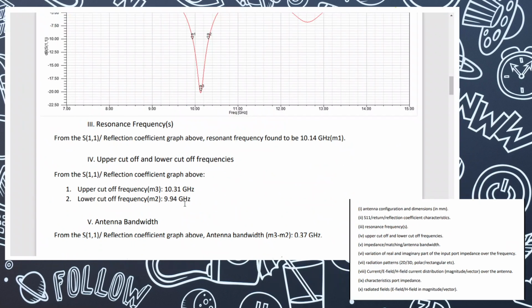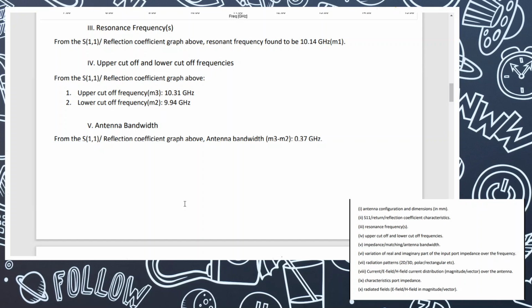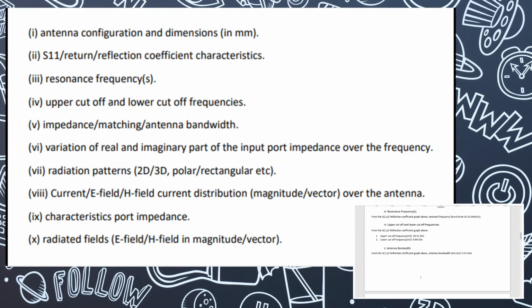The bandwidth is, suppose, here 0.37 gigahertz. And after bandwidth, yes, as we have calculated the bandwidth, the sixth part is the variation of real and imaginary part of the input port impedance over the frequency.